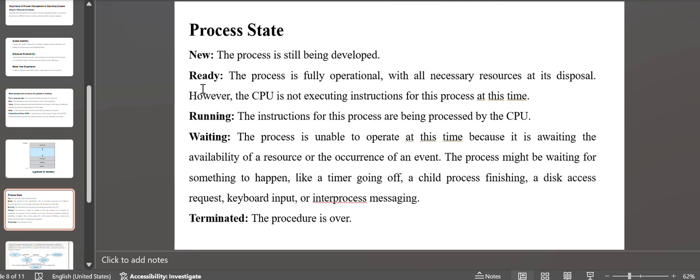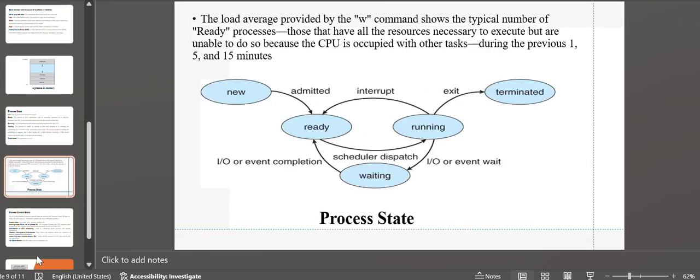Running. The instructions for the process are being processed by the CPU. Waiting. The process is unable to operate at the time because it is waiting for the availability of a resource or the occurrence of an event. This process might be waiting for something to happen, like time going off, a child process finishing, a disk access request, or a keyboard. And terminated. This procedure is over. And here you can see the picture of the process state: new, ready, and every stage, with the arrow marks.